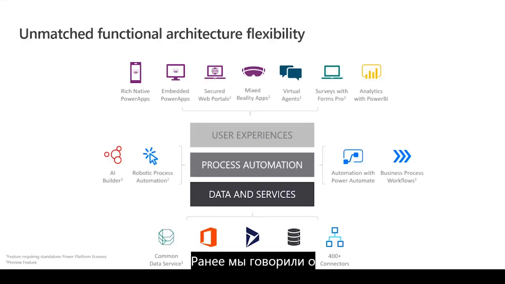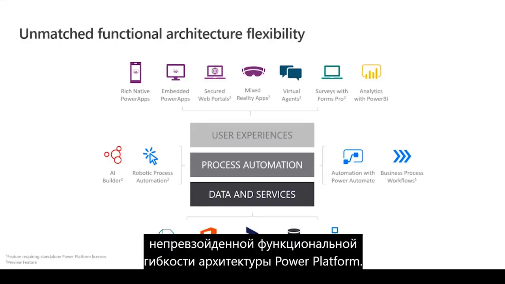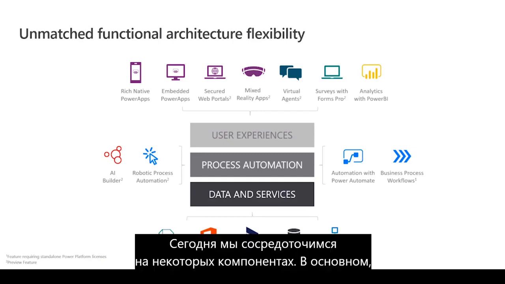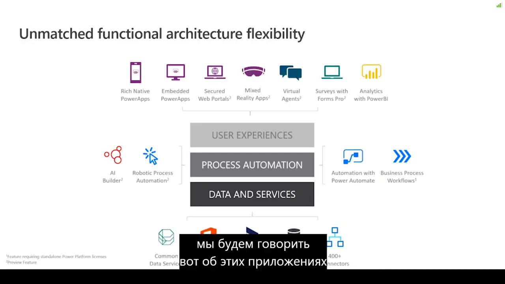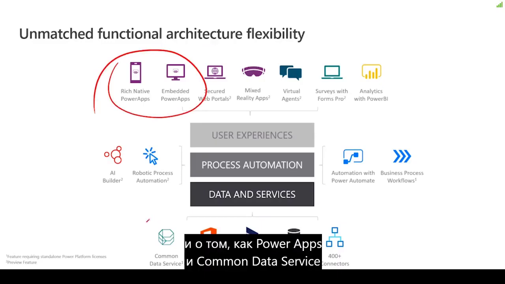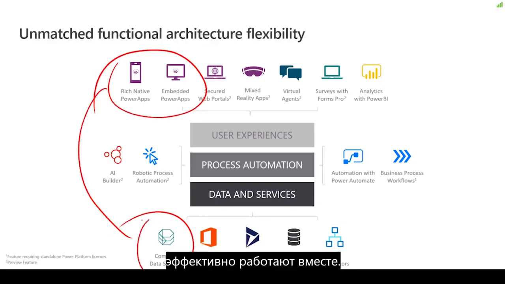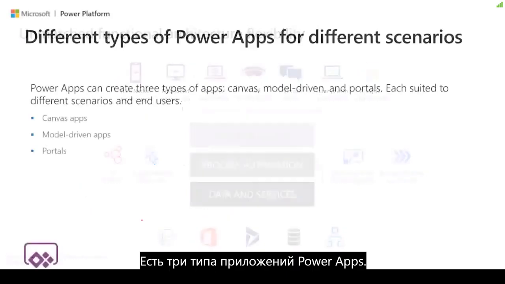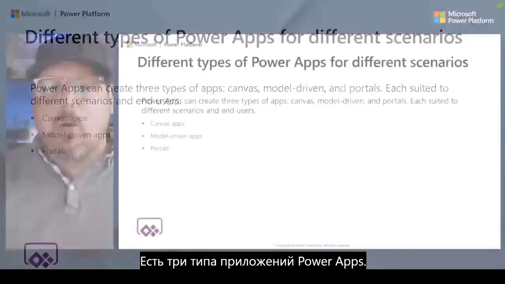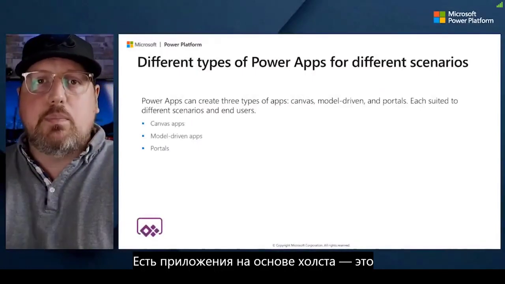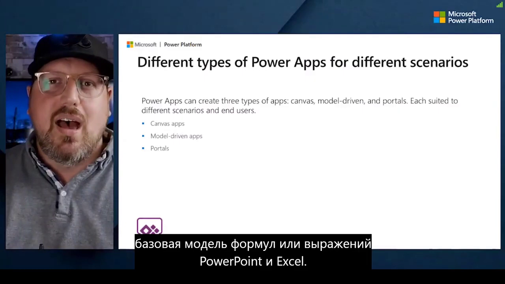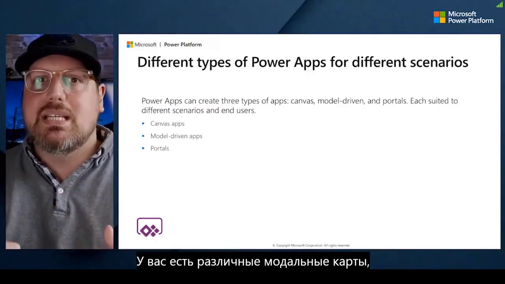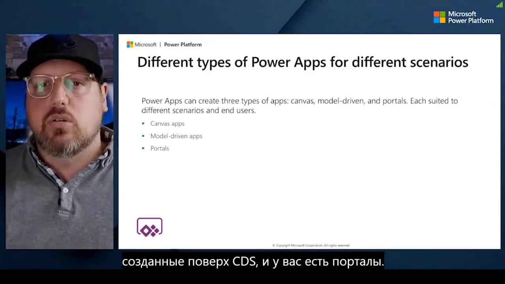So remember when we were talking about the unmatched functional architecture flexibility of the Power Platform? Today we're going to be focusing on a few of those components. Mainly, we're going to be talking about apps and the Common Data Service, and they work seamlessly together. So there are three types of Power Apps. There are Canvas apps, which is your basic PowerPoint and Excel formulas or expressions model. You have the model-driven apps that are built on top of CDS, and you have portals.